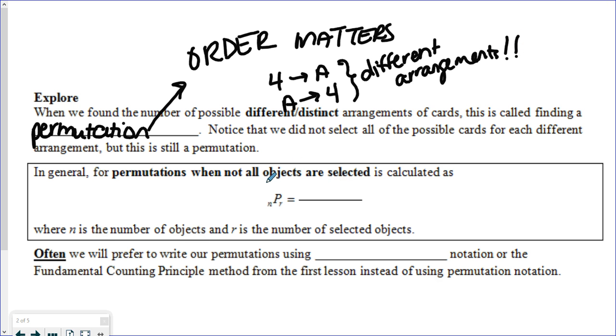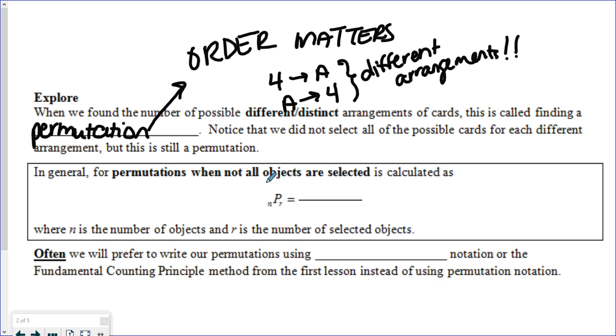Because again, if you're lining up for something, if you're being arranged, where you're standing in line could matter. You could get into the movie, or you could get on to the next roller coaster or whatever if you're closer to the front of the line. So order matters when we're talking about lining things up or arranging things in a permutation.